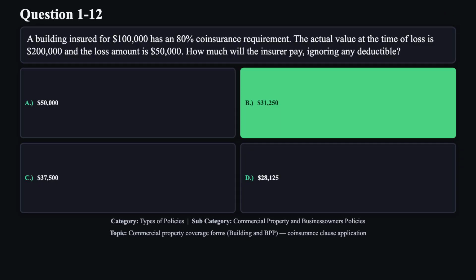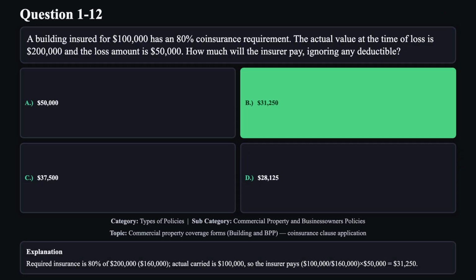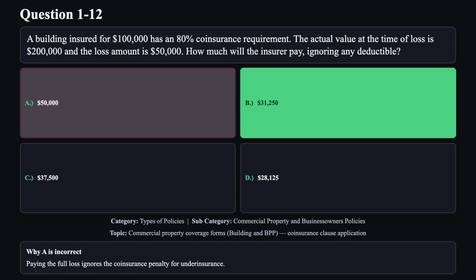The correct answer is B. Required insurance is 80% of $200,000, which is $160,000. Actual carried is $100,000. So the insurer pays $100,000 over $160,000, multiplied by $50,000, which equals $31,250.